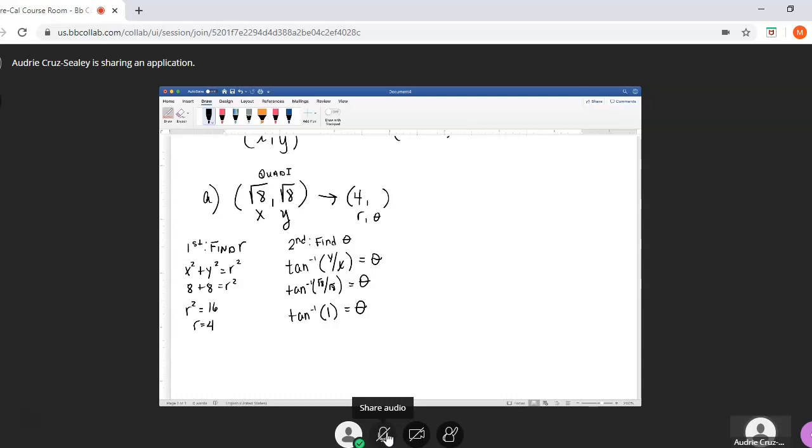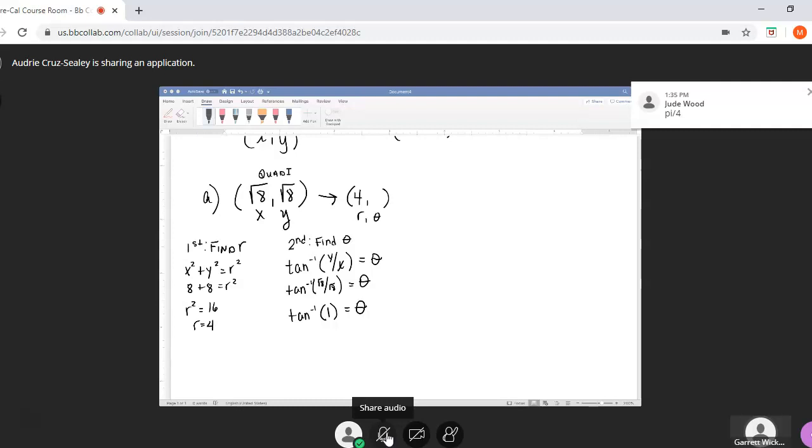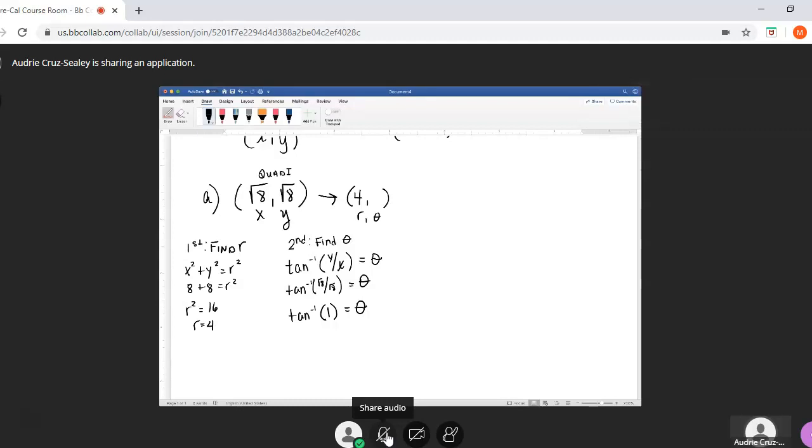Anybody? Where does tangent inverse equal 1? Getting some. Yeah, pi fourths. You got it. Yep, Jude got it. Thanks, Jude. Yep, pi fourths. So theta is equal to pi fourths. And that is the answer. Are we okay? Does anybody have any questions or concerns?